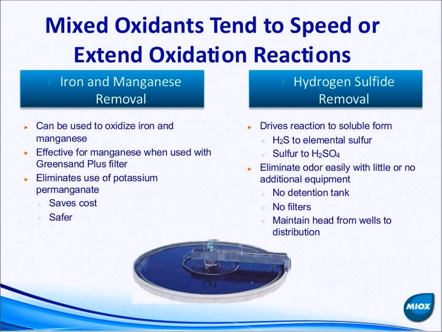Hydrogen sulfide removal is somewhat similar in a sense. With certain conventional chemistries, you can also turn that into a solid, which can then be filtered. But mixed oxidant has a really interesting property in that it tends to drive this all the way to sulfuric acid, which is a soluble form, eliminating the need for some complicated equipment. We'll talk about that in some more detail here in just a second.